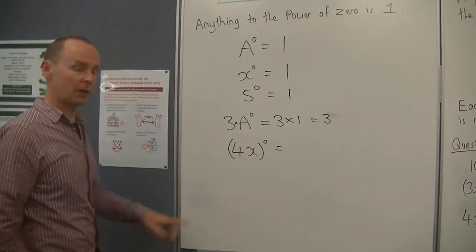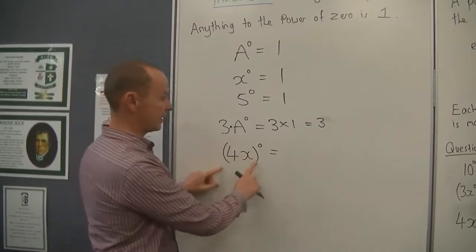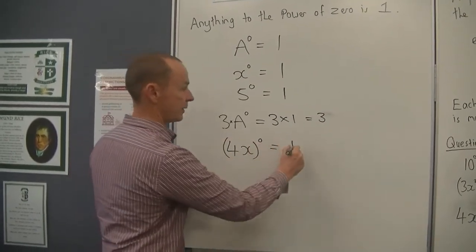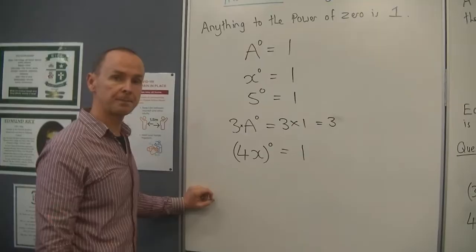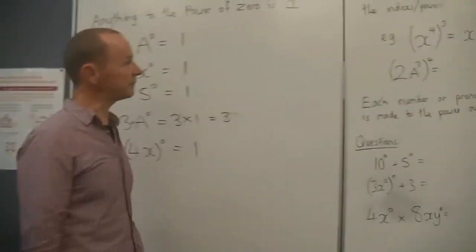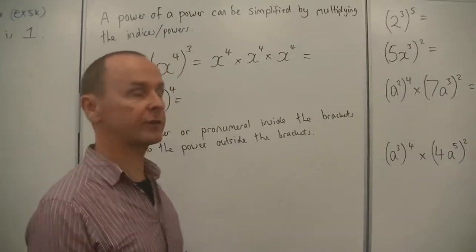And the last one, 4x. Now that's in brackets, and the whole brackets is to the power of 0. So everything's to the power of 0, so in this case the answer is 1. Excellent. But don't get tricked on that second last one. A lot of people do. Now, that's the first concept for today.